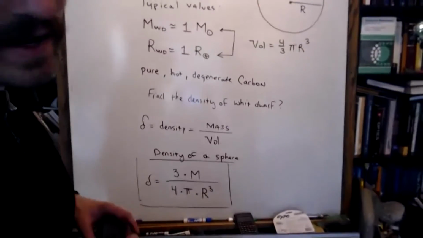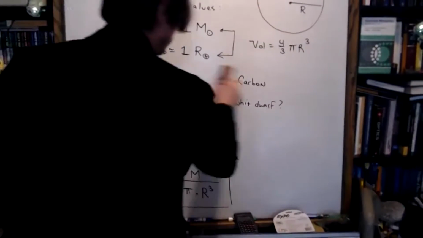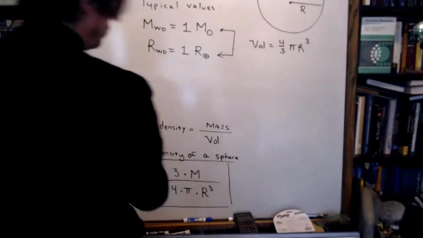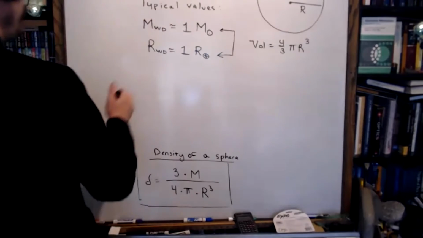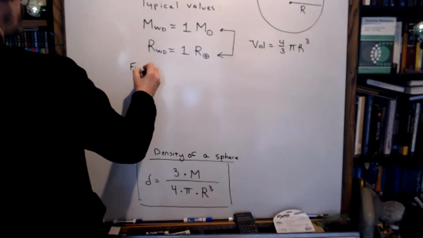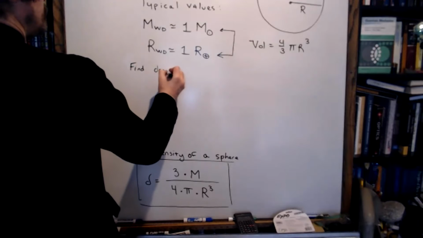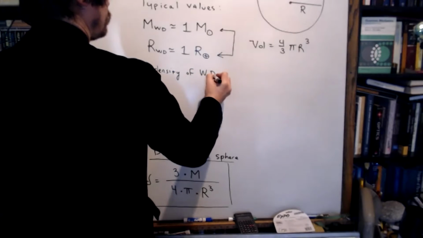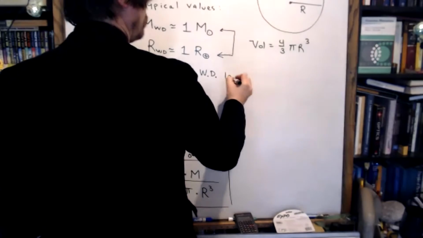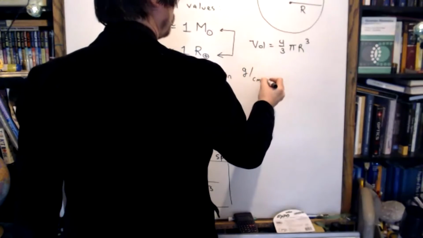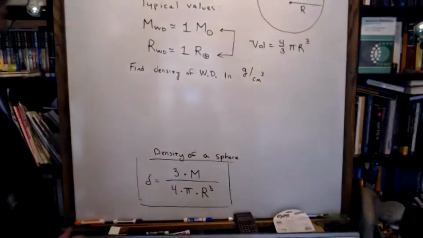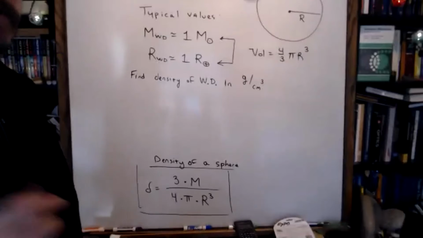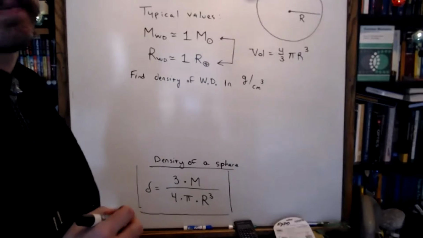All right. I'd like to see that ready to go, Kaitlyn. Okay. Let us first deal with the issue of units. Our goal is to find the density of a so-called white dwarf in units of grams per cubic centimeter. How should I go about getting my mass and radius into the proper units?